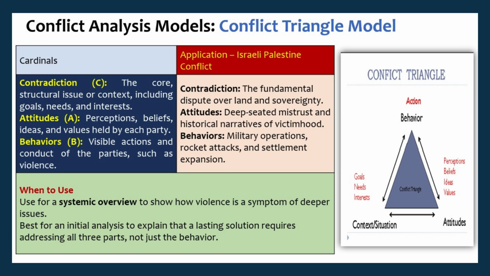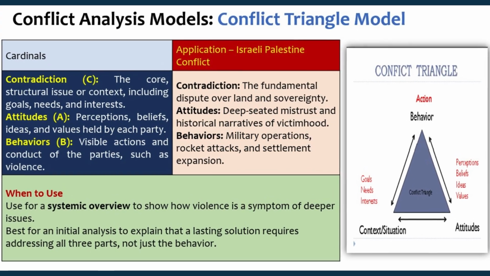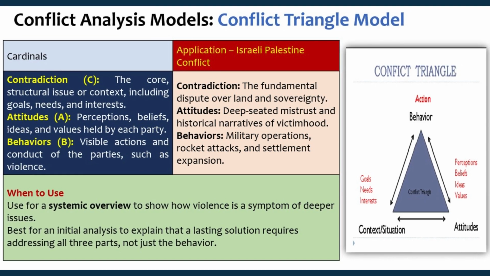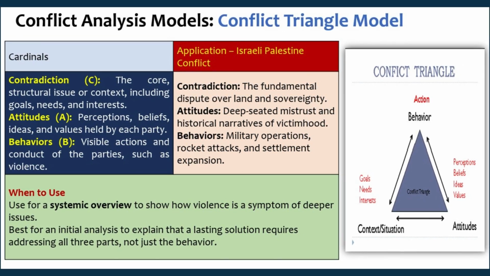Through Galtung's conflict triangle, the Israel-Palestine conflict shows hostile attitudes shaped by fear and mistrust, violent behaviors like wars and intifadas, and deep-rooted contradictions over land, identity, and security. It is used for a systemic overview to show how violence is a symptom of deeper issues. It stands best for an initial analysis to explain that a lasting solution requires addressing all three parts, not just the behavior.